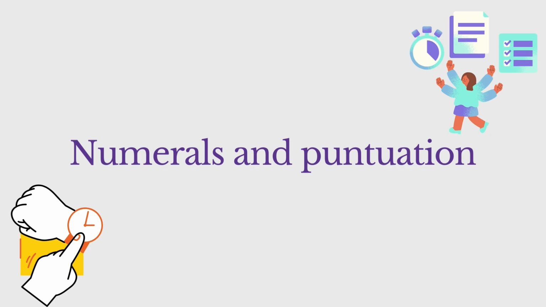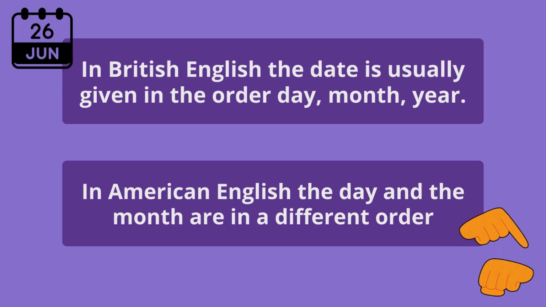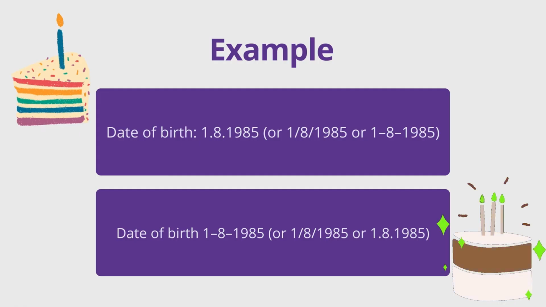Numerals and punctuation. In British English, the date is usually given in the order day, month, year. In American English, the day and the month are in a different order. Example: date of birth 1.8.1985. Date of birth 1/8/1985.